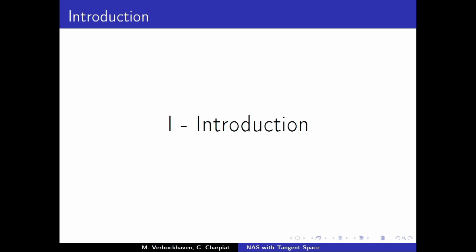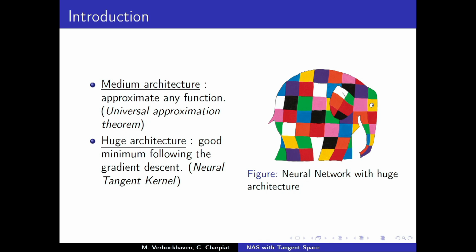So what are the common practices? Usually we take very huge architectures because they enjoy two nice properties. The first one is that the functional space described by this architecture is large enough to approximate or to be close to any function you would like to approximate. And the second property is that even if the problem is not convex in the parameters, you can still follow the gradient descent, and the parameters you have at the end have nice properties.